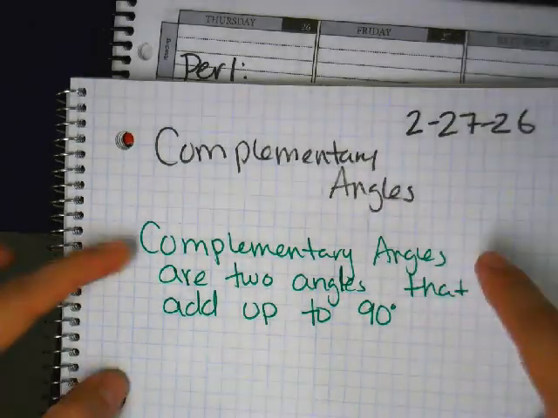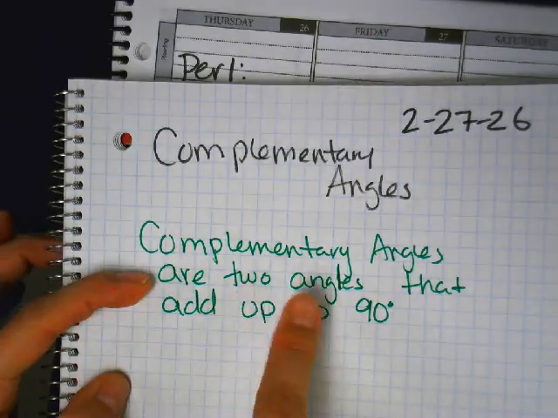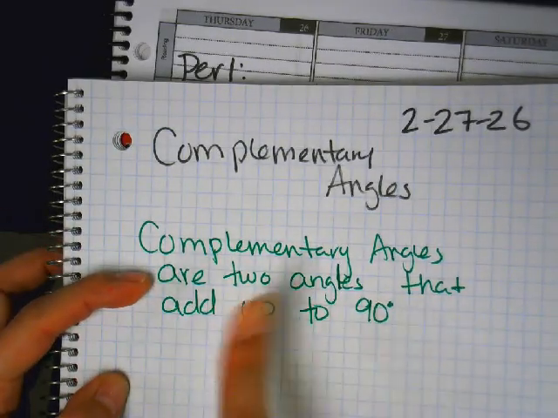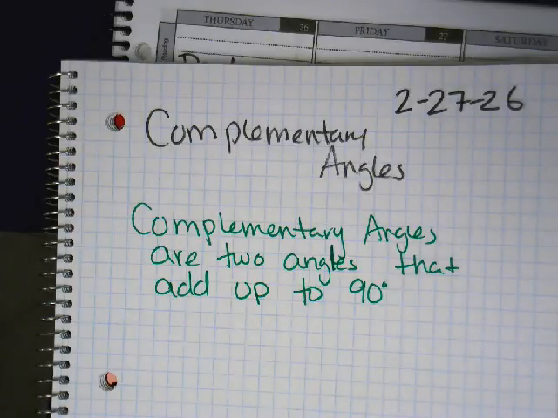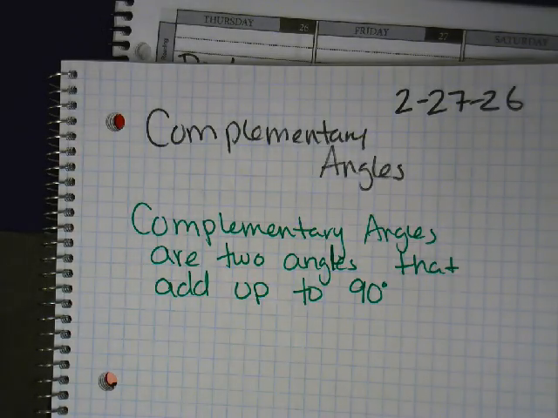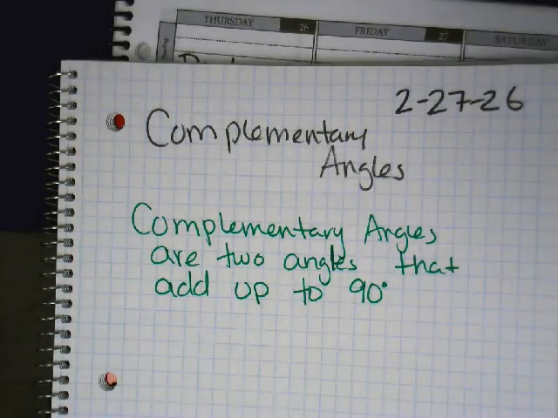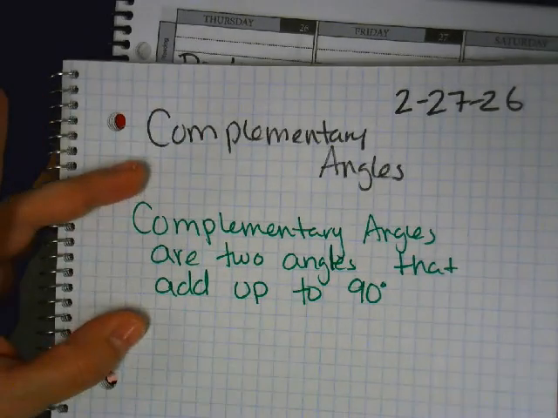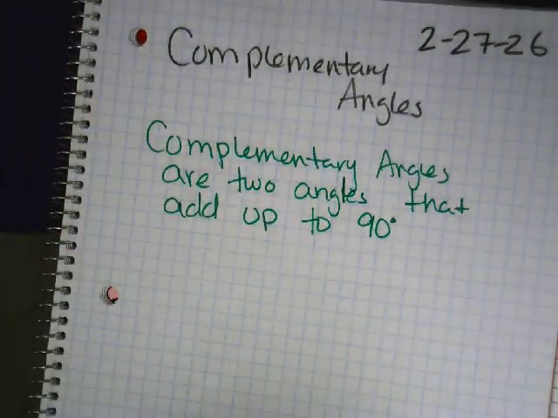Okay, complementary angles are 2 angles that add up to 90 degrees. Now, what does 90 degrees look like? An L shape. A right angle, an L shape. So, Edward, we have this definition written down, because that's the definition. When you go back and you read it, you're like, oh yeah.